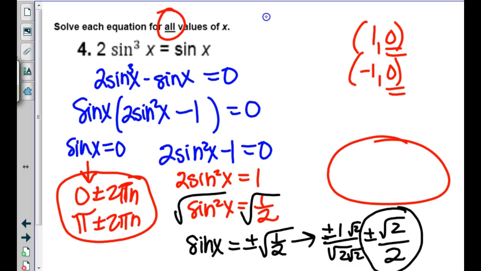Now there's a lot of places. There's pi over 4, 3 pi over 4, 5 pi over 4, and now, because it said all solutions, those would all need a plus or minus 2 pi n. Is there a shorter way to write that? Yes, lots of shorter ways to write that.